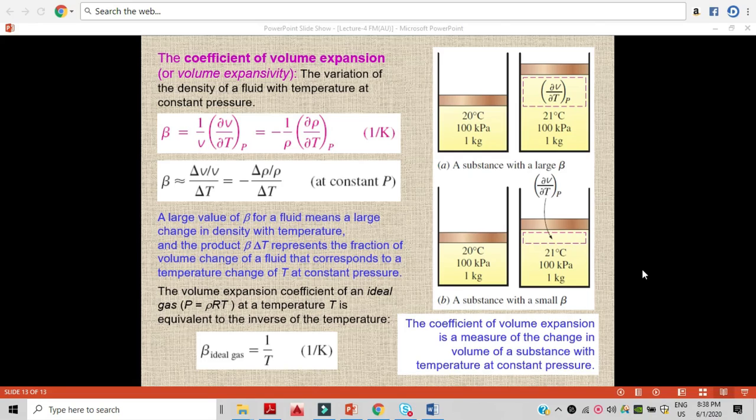If the value of K is big, that means the fluid is incompressible. If the value of K is small, that means the fluid is compressible at constant temperature. If the value of beta is large, that means the fluid expands easily at constant pressure. If the value of beta is small, that means the fluid expands little at constant pressure.